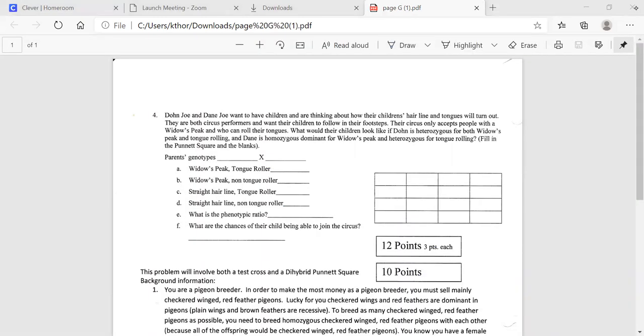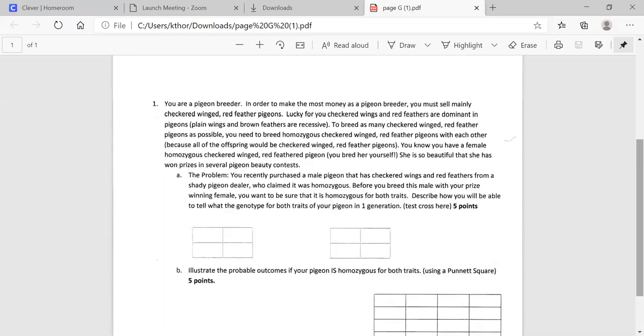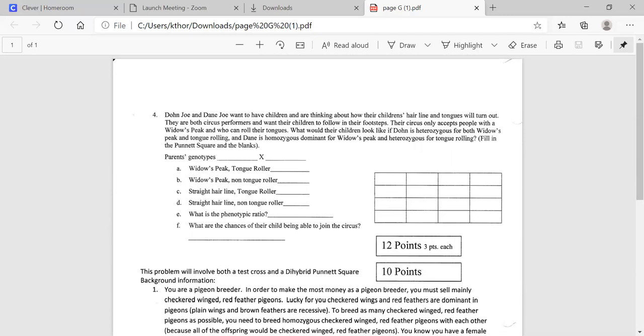Okay, well, it looks like we have some more dihybrid crosses, at least one more here. John Doe and Jane Doe, who have children, are thinking about how their children's hairline and tongues will turn out. They are both circus performers and want their children to follow in their footsteps. Their circus only accepts people with a widow's peak and who can roll their tongues.